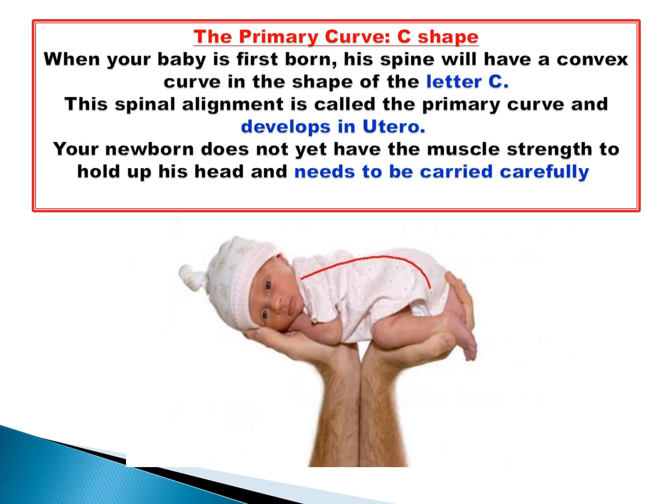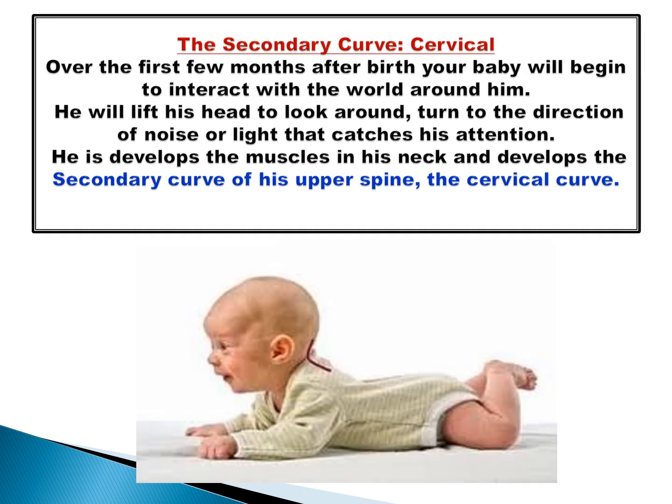So primary curvature is C-shaped. When the baby is first born, his spine will have a convex curve in the shape of the letter C. The spinal alignment is called the primary curve and it develops in utero. The newborn does not have the muscle strength to hold up the head and it needs to be carried carefully.